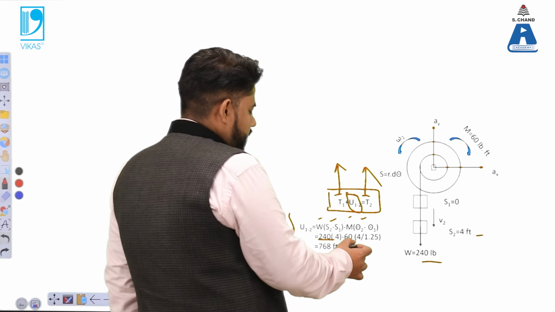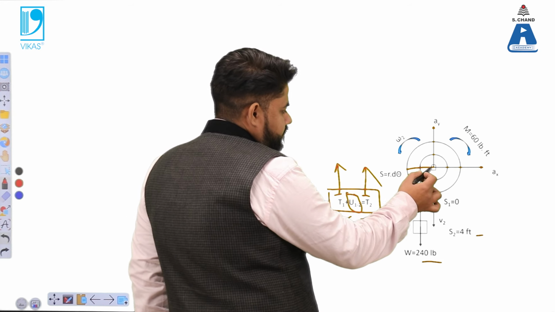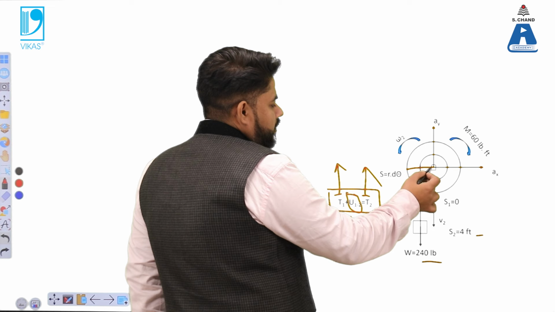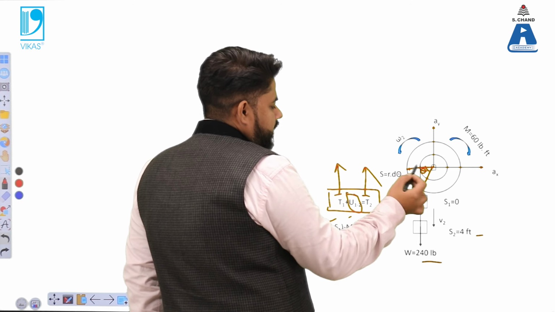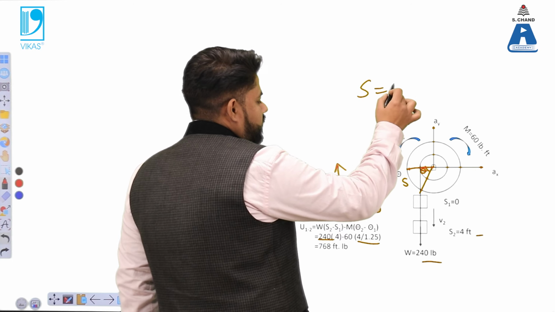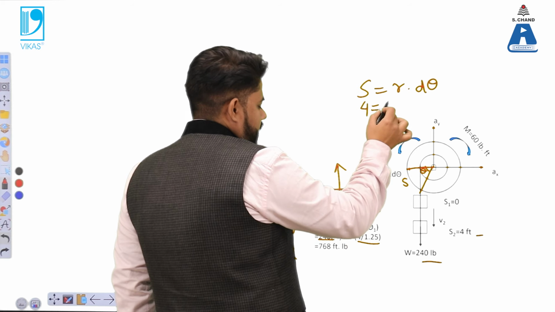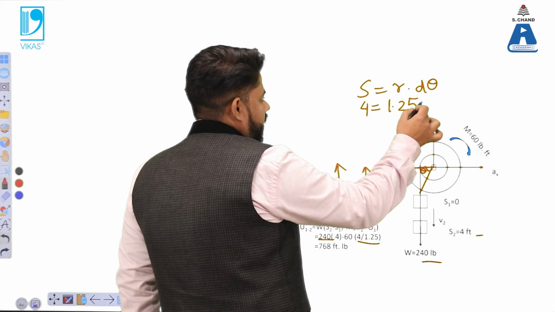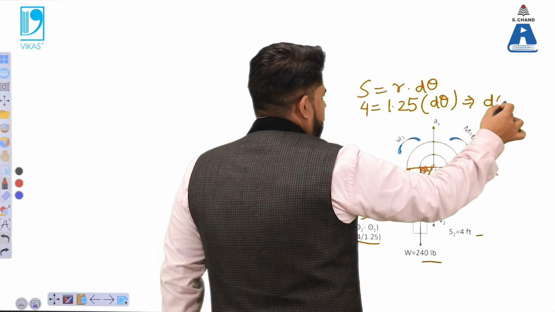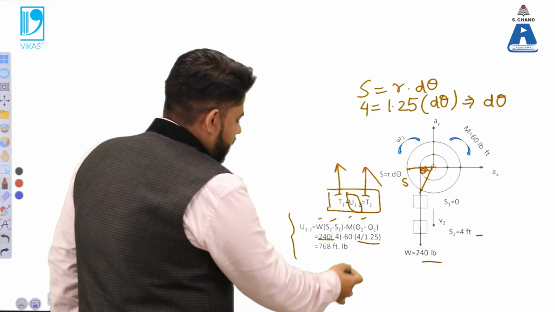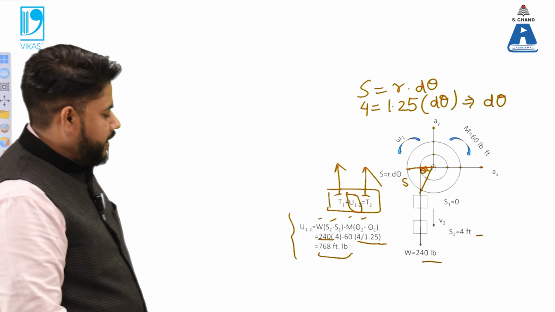And additionally, if this theta is required, you can see that it has a certain value of theta, and this distance that it covers is S. So we have S equals R into d theta. S here is 4 feet and R is mentioned to us as 1.25, and d theta we want to find out. So from there d theta can be easily calculated, and we can substitute that value of d theta here. So you'll get this value of 768 feet pounds.